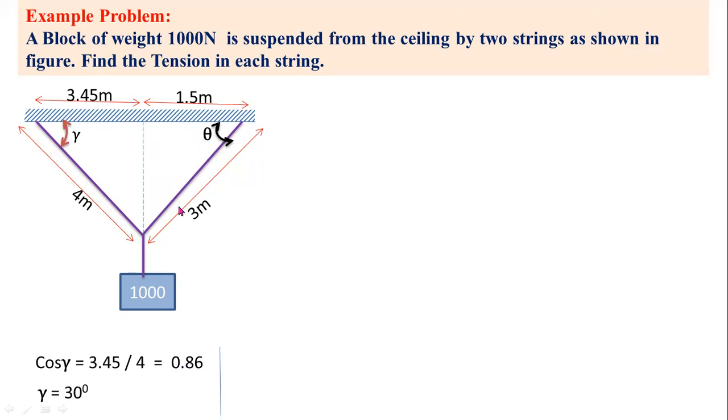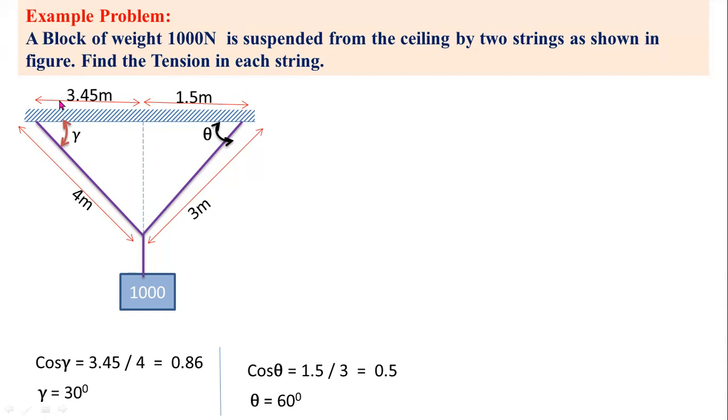Similarly, from this triangle, you can observe this is a right angle triangle. Here the angle is 90 degrees. So from this triangle, you can observe this is the hypotenuse, this is the horizontal side, this is the vertical side. Here you know the horizontal length and hypotenuse value. So you have to apply cos theta. Cos theta equals adjacent side 1.5 divided by hypotenuse equal to 3. So theta equals cos inverse of 0.5 equals 60 degrees. These are the two angles.